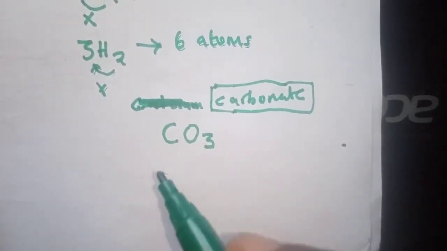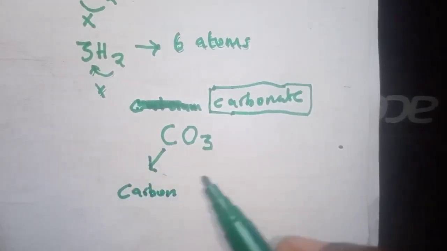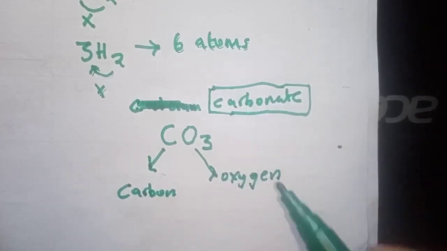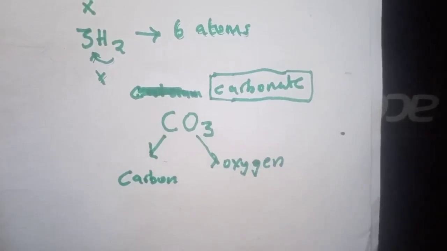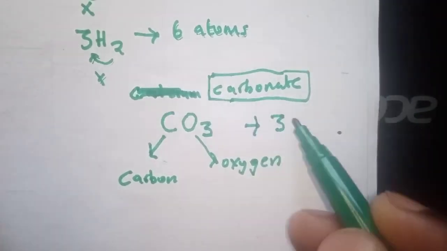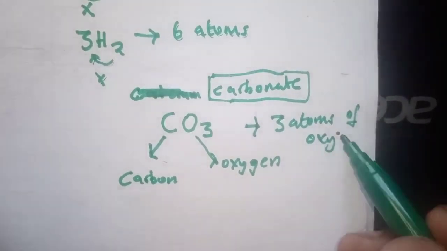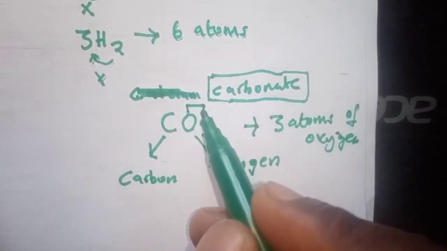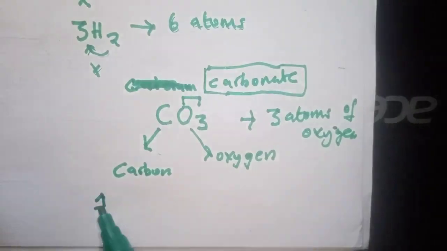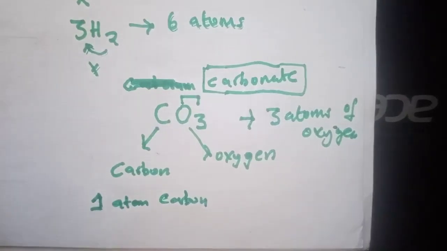The carbonate alone has 2 elements. You have the element carbon and you have the element oxygen. Here you can see this 3 tells you that there are 3 atoms of oxygen. Carbon is just 1, so 1 atom of carbon.